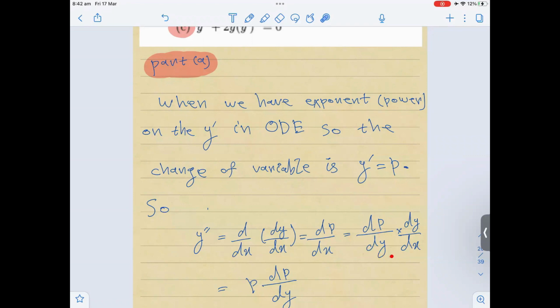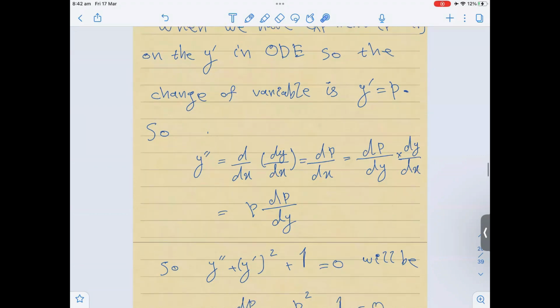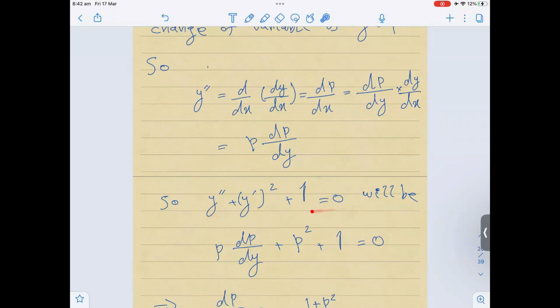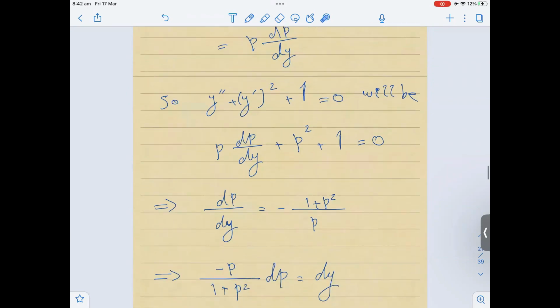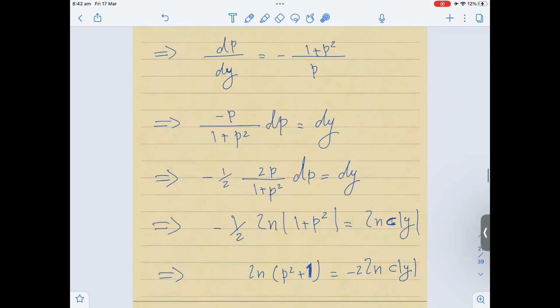So dp over dy times dy over dx. It's like multiplying numerator and denominator by dy. The first one, dp over dy, is p prime, which means dp over dy. And dy over dx is p. In the tutorial solution, this p has been missed. Now, the original ODE is this one, p times dp over dy plus p squared plus 1. So it's all separable.